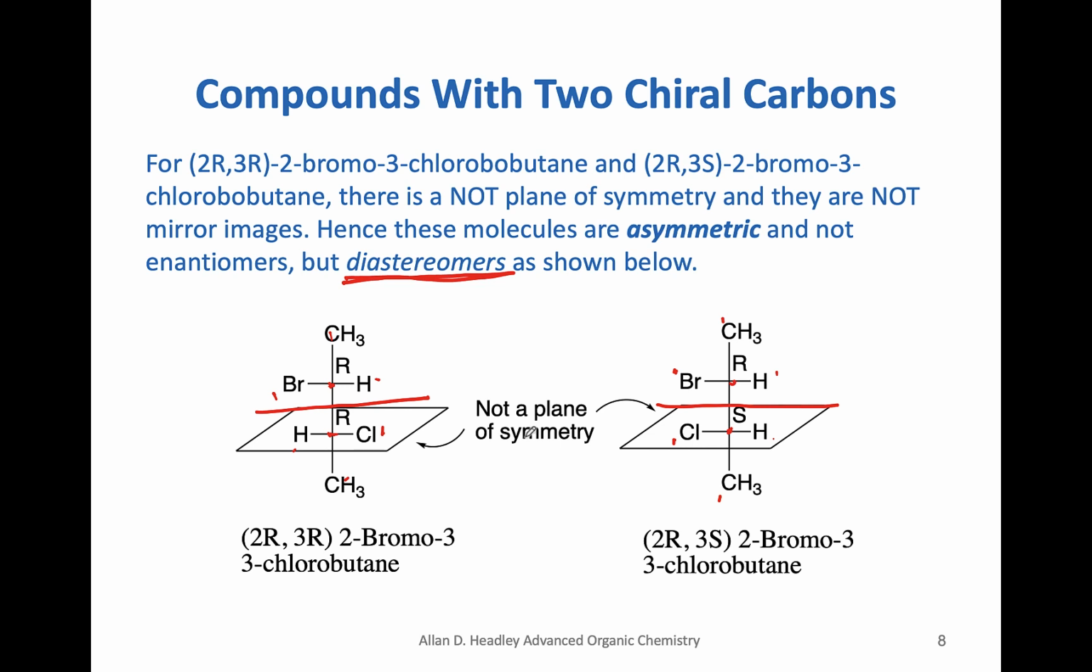Notice again, lack of plane of symmetry. So we can again add another criterion to diastereomers. They are not mirror images of each other. They contain chiral centers, and they do not possess a plane of symmetry.